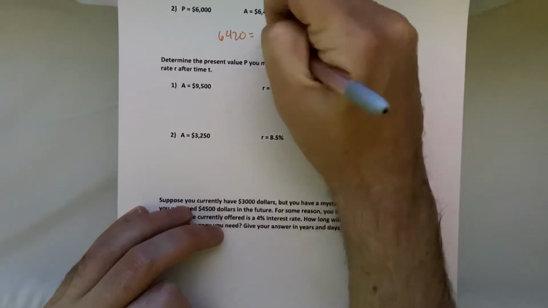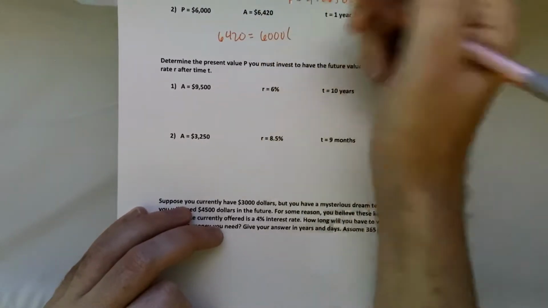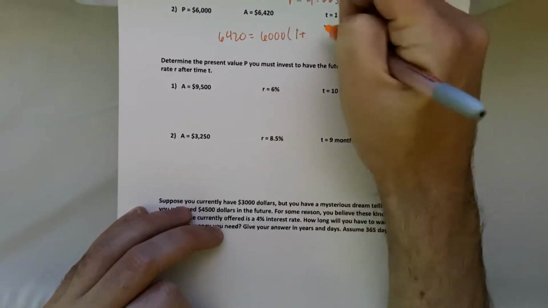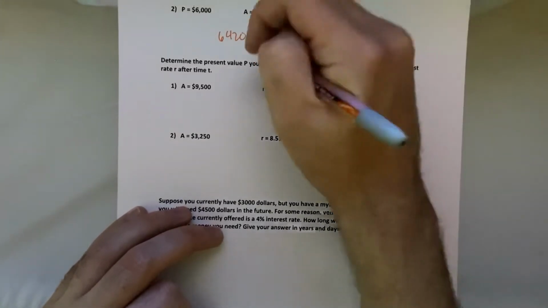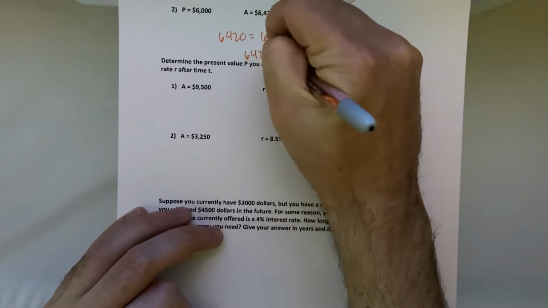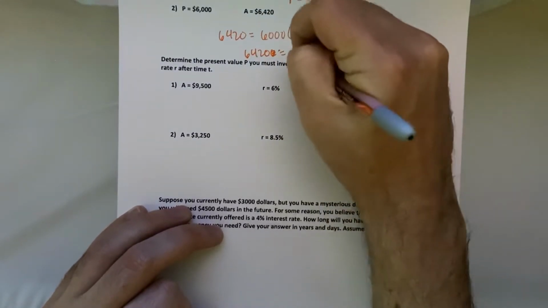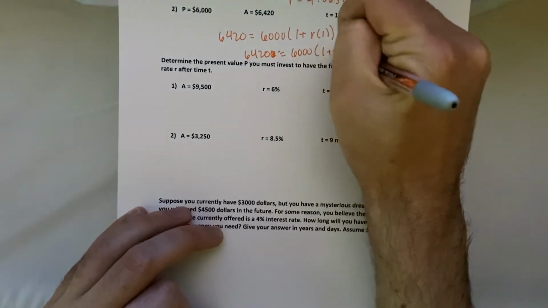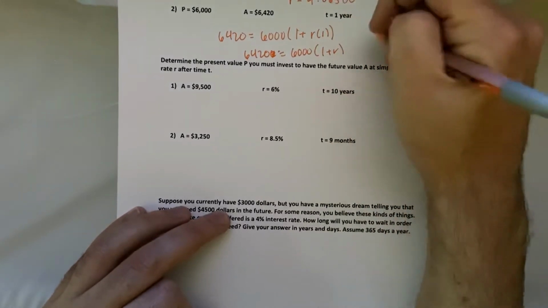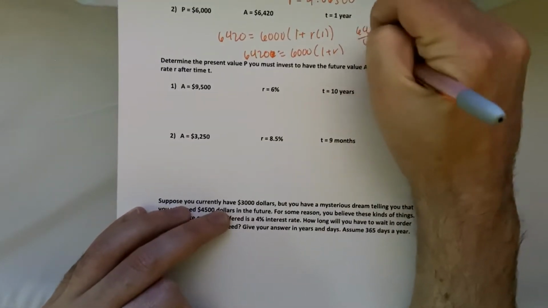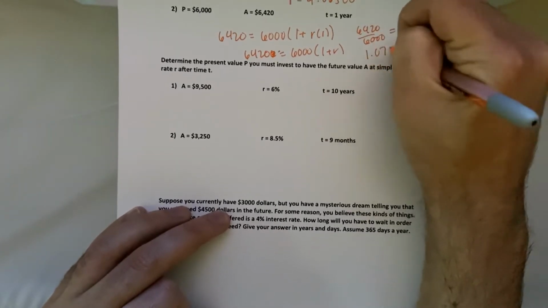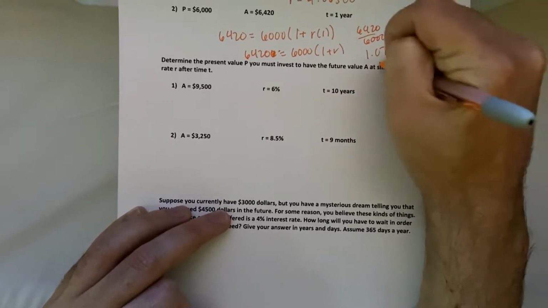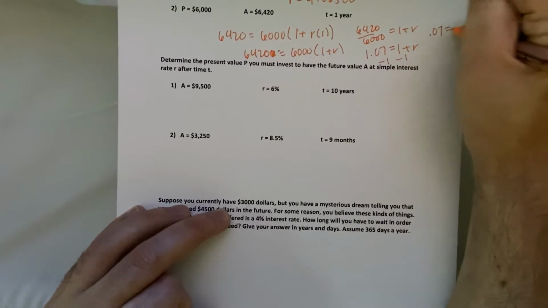6420 equals 6,000 times 1 plus RT, so in this case R times 1. So 6420 equals 6,000 times 1 plus R. Divide by the 6,000. So that's equal to 1 plus R. This is 1.07 equals 1 plus R. Subtract 1. We get 0.07 equals R.